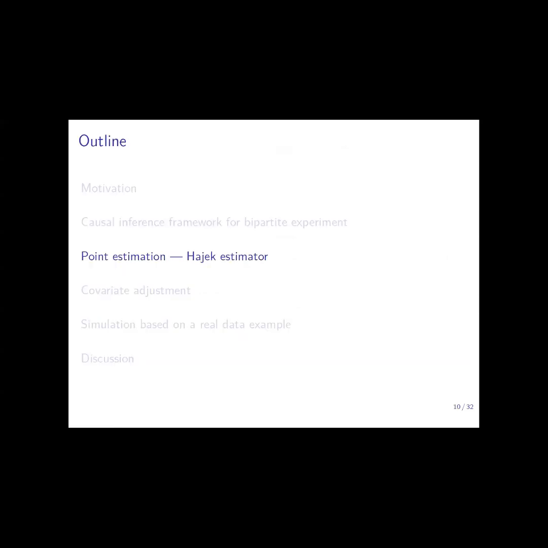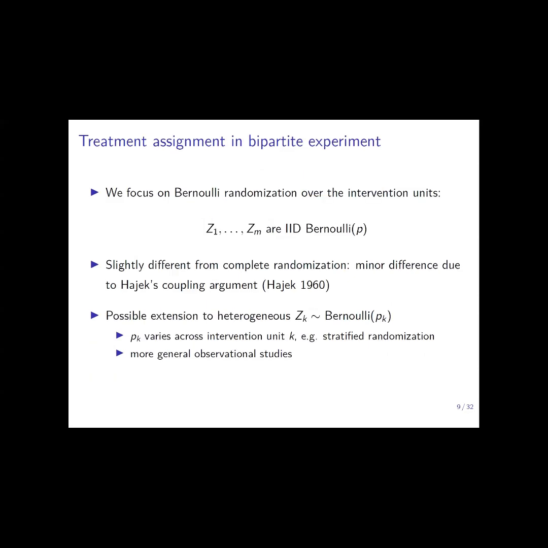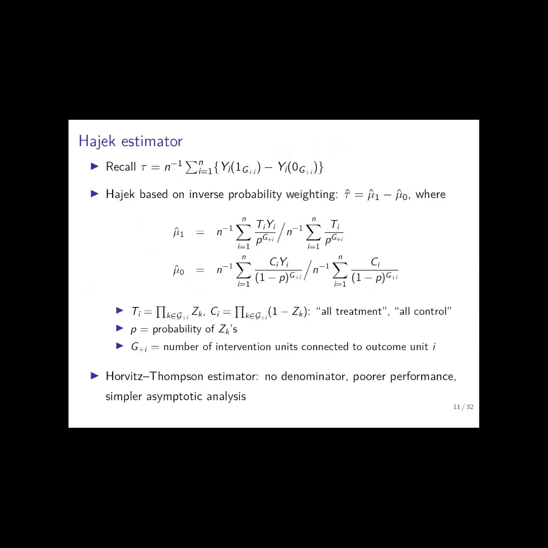Okay, let's continue. How do we do statistics here? How do we estimate the parameter of interest, tau, the total effect, under this randomized experiment? This is our point estimator. There's no surprise if you are interested in a parameter like this in a randomized experiment. You do inverse probability weighting.